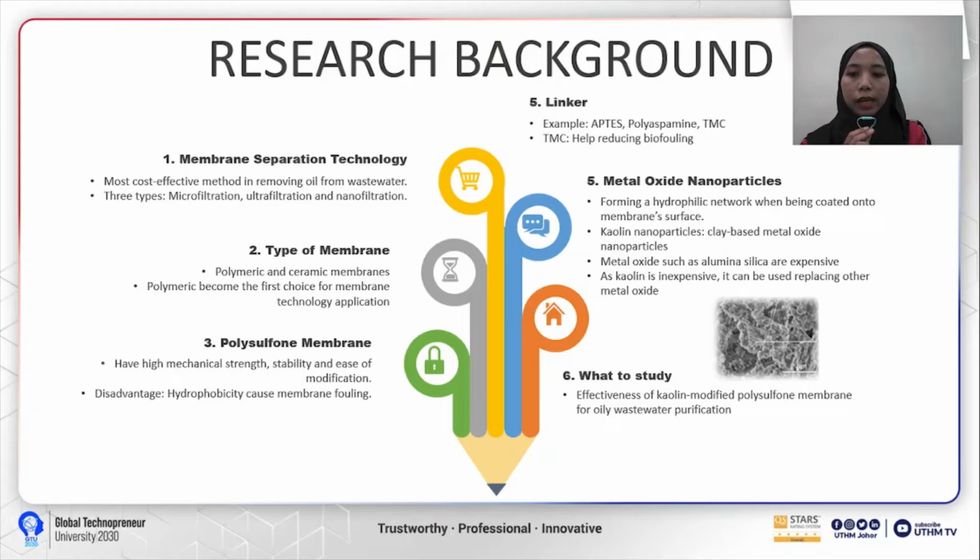For fabricating the membrane through surface coating, it needs a linker such as uptase, polyasparmine, or trimesoyl chloride. In this study, trimesoyl chloride will be used as it can reduce the biofouling. Metal oxide nanoparticle is applied as the coated layer as it will form a hydrophilic network when being coated onto the membrane surface. Examples of metal oxide are alumina, silica, and others, but they are expensive.